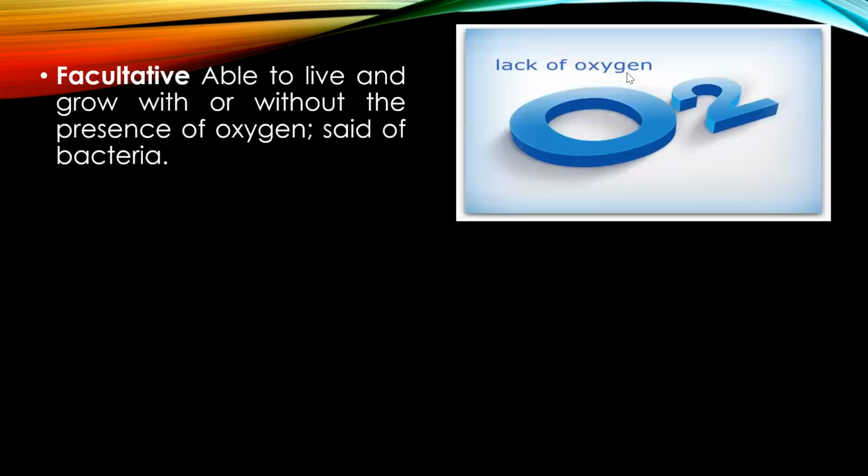The first one is facultative. A bacteria can survive and grow in two mediums, that is aerobic and anaerobic. Aerobic is when a bacteria can grow in the presence of oxygen, and anaerobic is when a bacteria can grow in the absence of oxygen, which can be related to the term facultative, which means able to live and grow with or without the presence of oxygen, said in the case of bacteria.